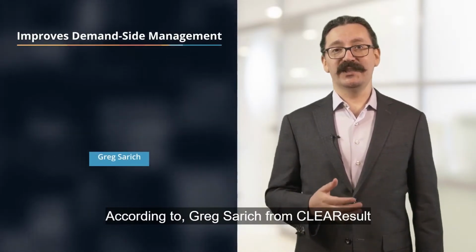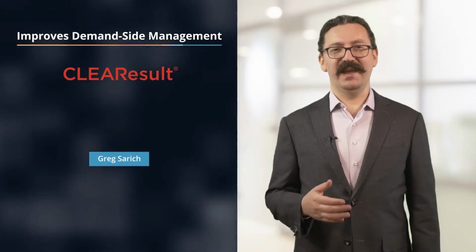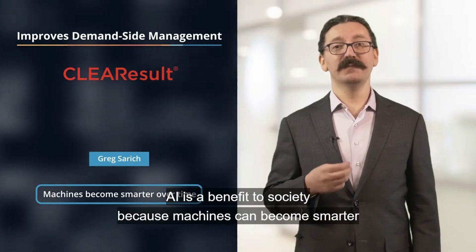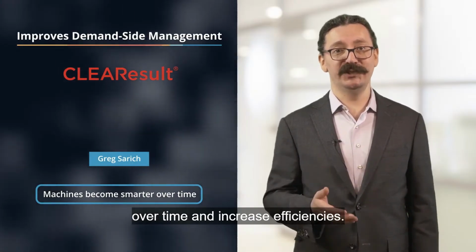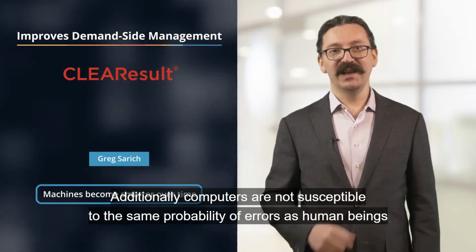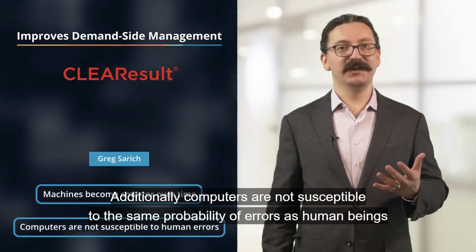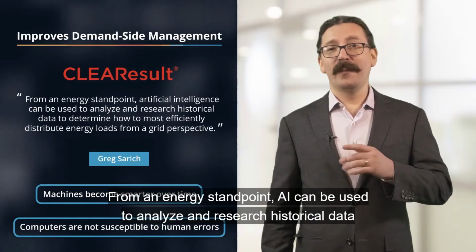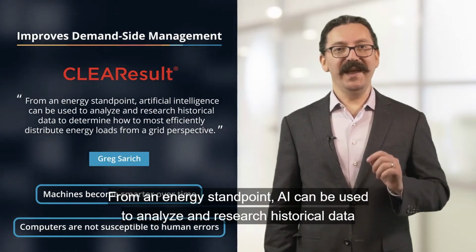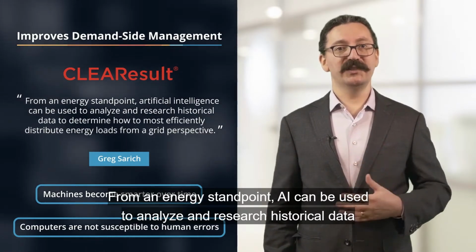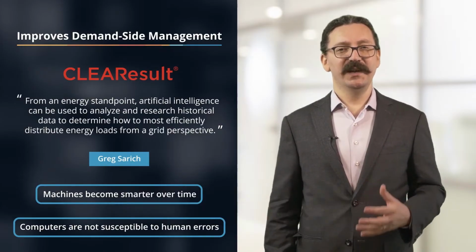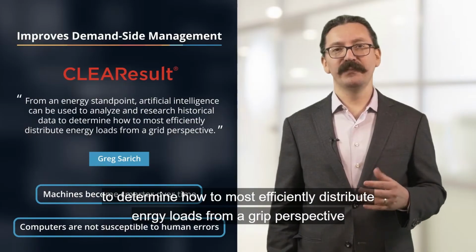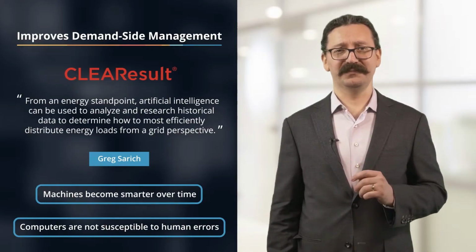According to Greg Savage from Clear Results, AI is a benefit to society because machines can become smarter over time and increase efficiencies. Additionally, computers are not susceptible to the same probability of errors as human beings. From an energy standpoint, AI can be used to analyze and research historical data to determine how to most efficiently distribute energy loads from a grid perspective.